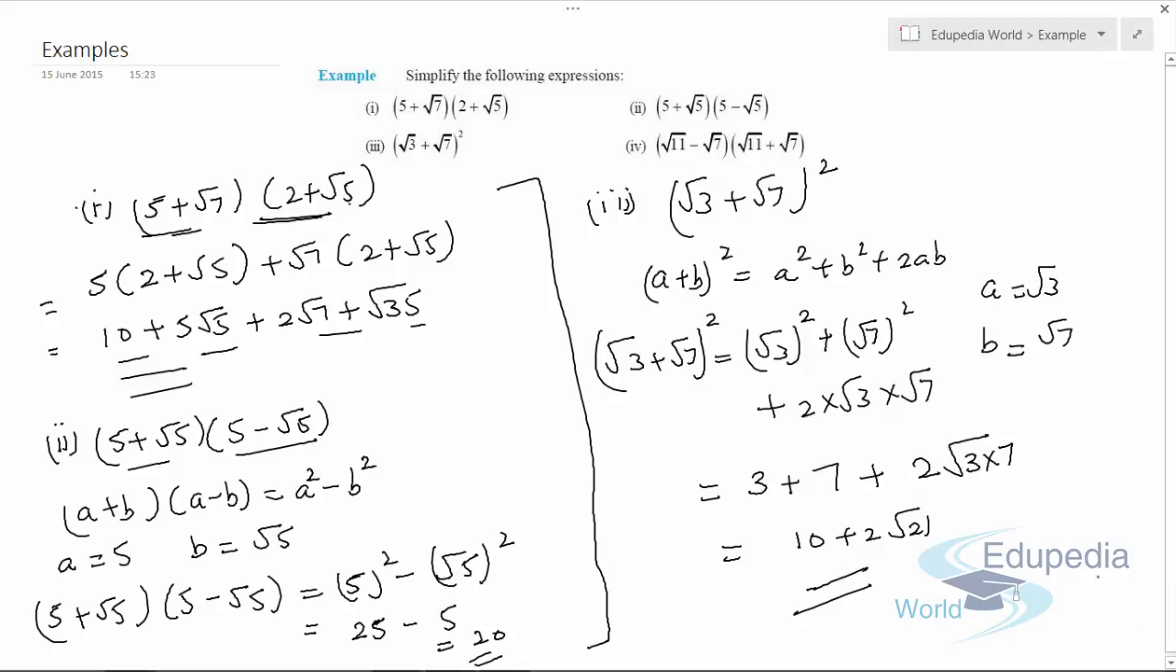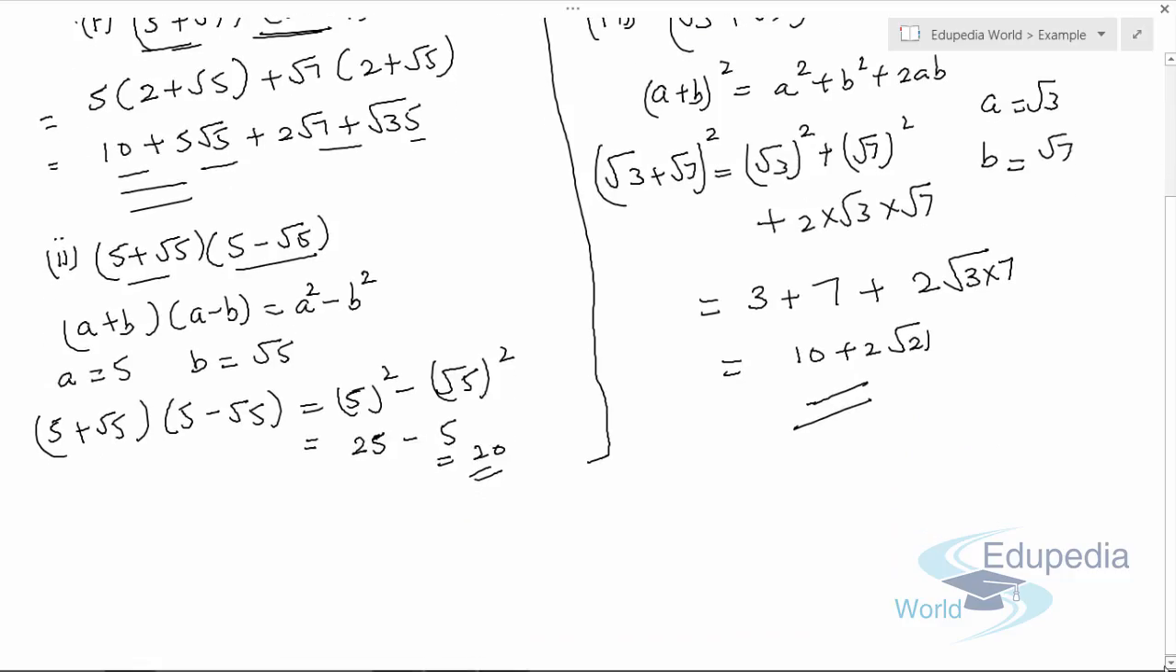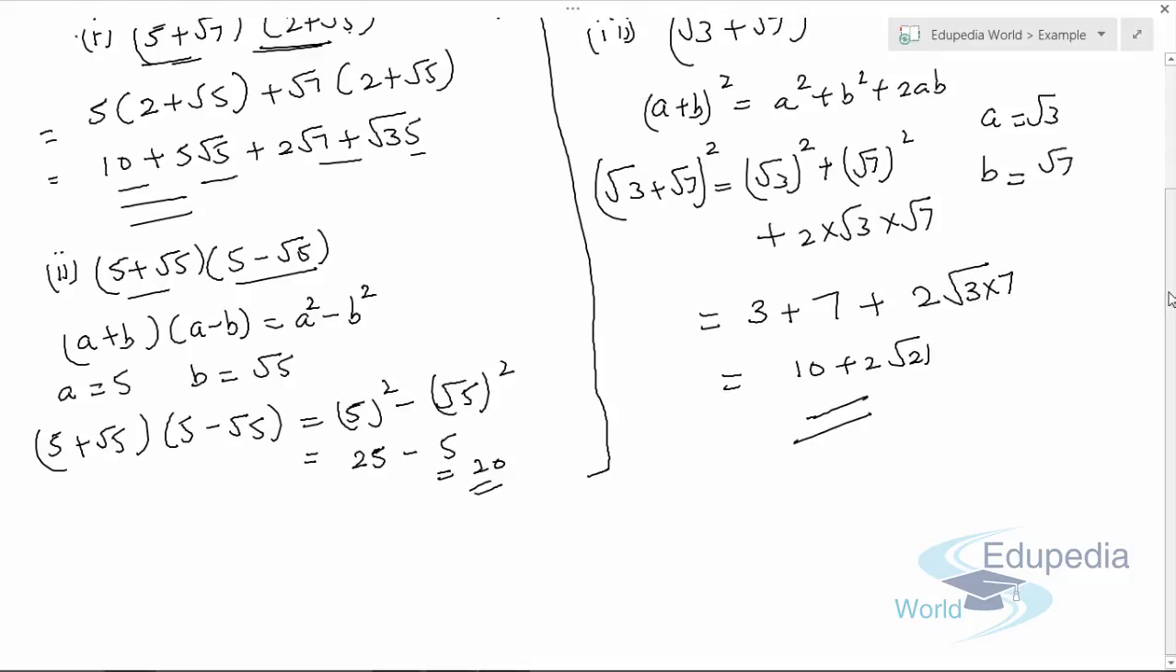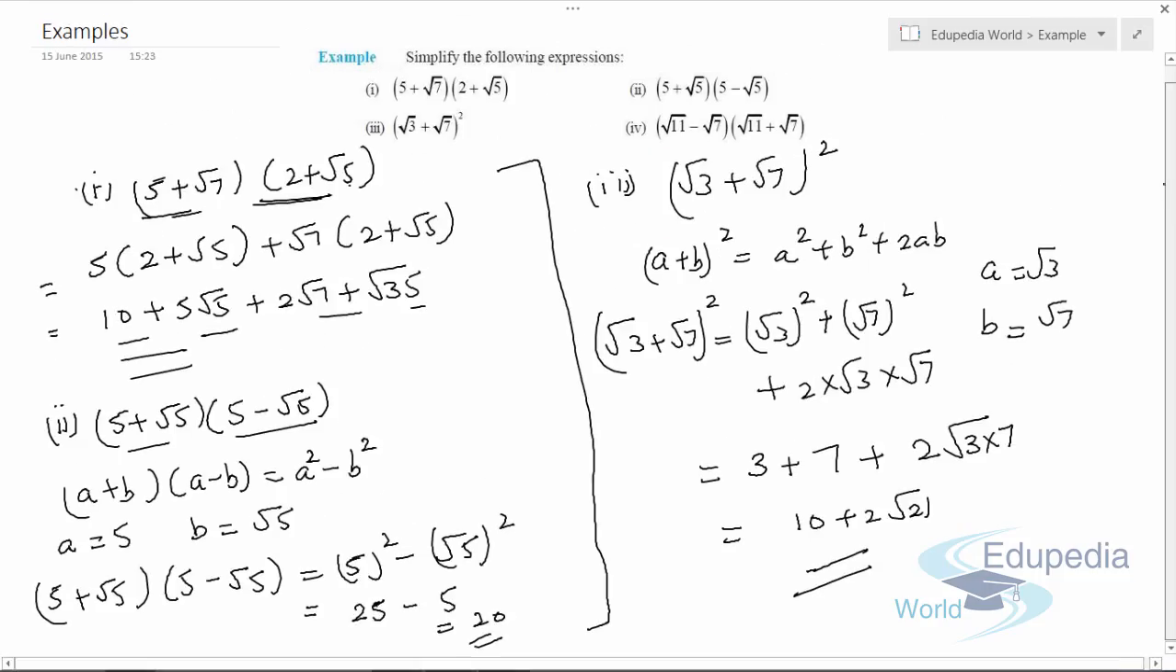So let's discuss the fourth question. The fourth question is, we have to solve (√11 − √7) into (√11 + √7).